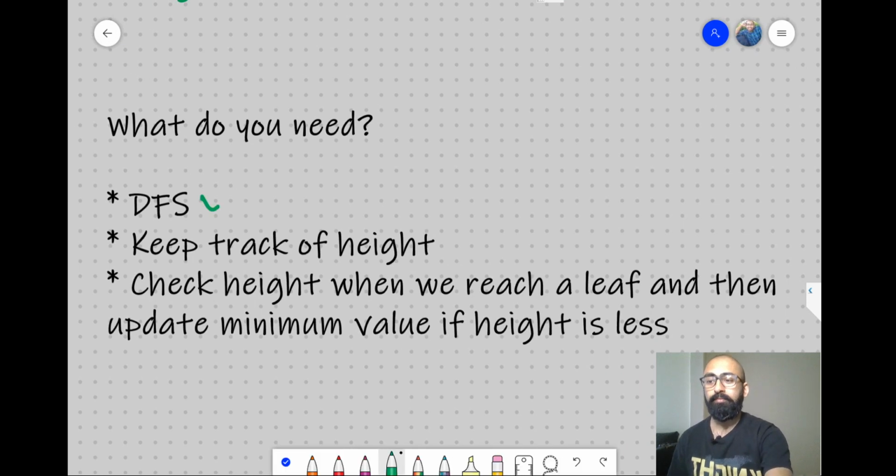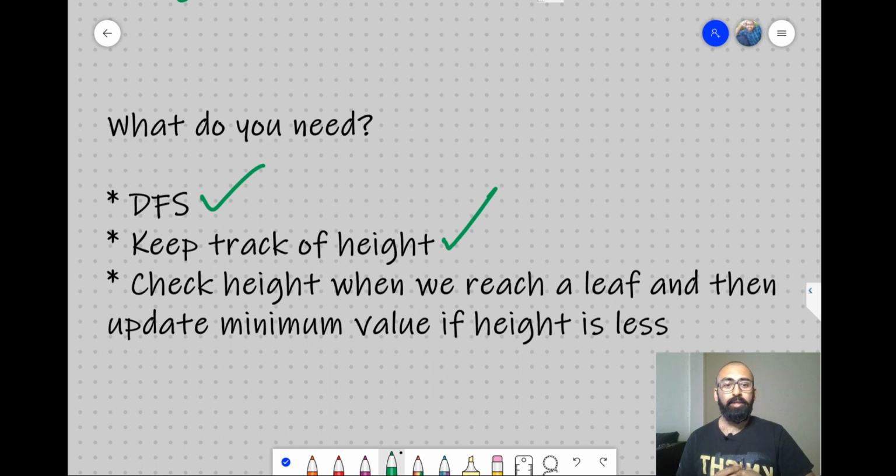One is DFS. So you know what DFS is: depth first search. You keep going down, down, down, and then you reach a leaf, and you're like, good. As you go down, you have to keep track of the height, right? So every time you go down one level, you have to increase the height by 1. And then you check the height when you reach a leaf node. So what's a leaf? A leaf node is a node with no children.